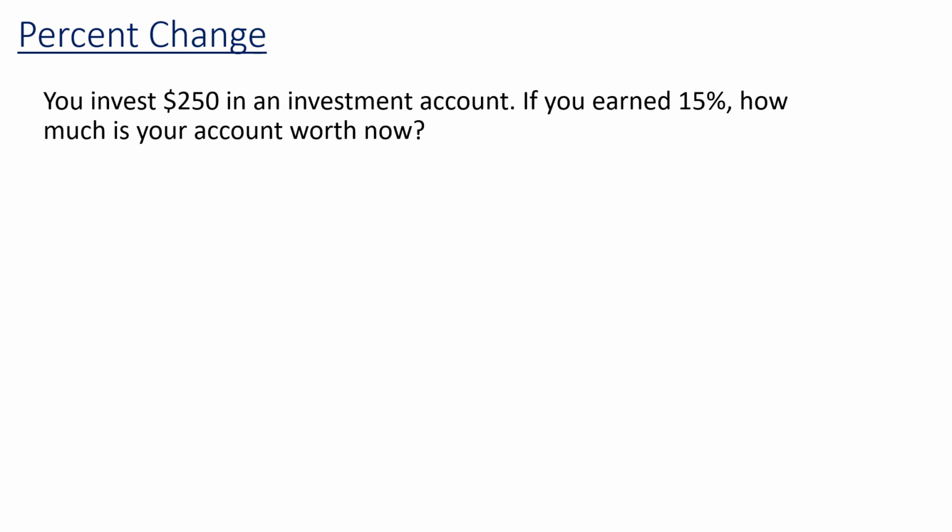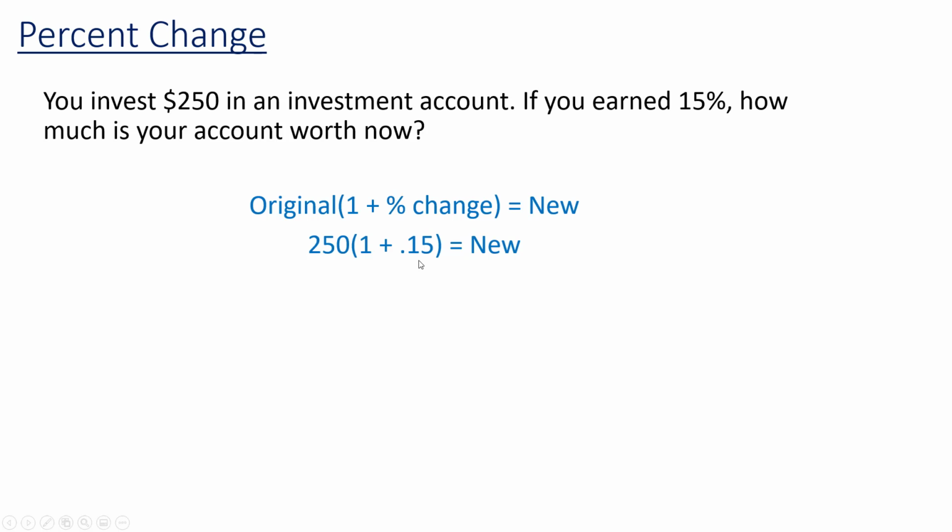So in all of these situations, we're going to use the same basic formula. We have a percent change, so we're going to have our original amount times 1 plus whatever the percent change is, and that's going to equal our new amount. Okay, so we start just by plugging in the numbers. We know our original amount is $250, and we know that the percent was 15%. So we go ahead and we plug those in.